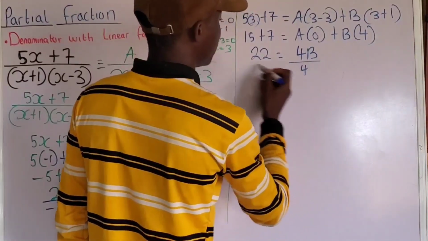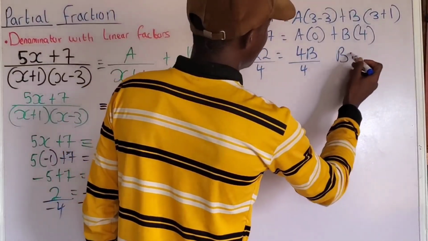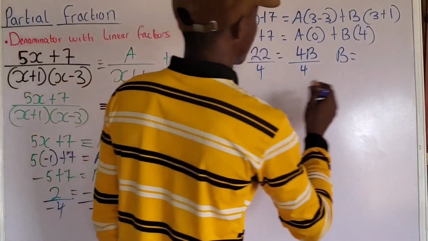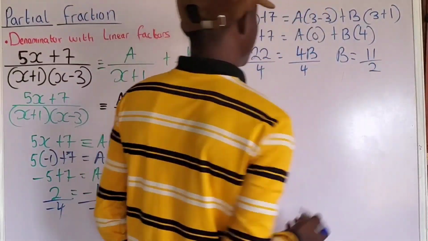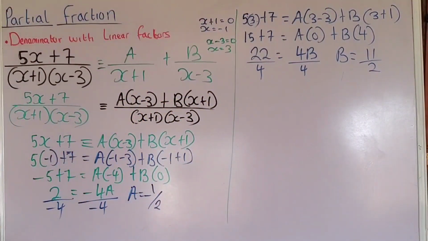So divide both by 4 to get the value of b. This over 4. So b is equal to 22 divided by 4. That is 11 over 2, right? So the value of b here is 11 over 2, while the value of a is negative 1 over 2.